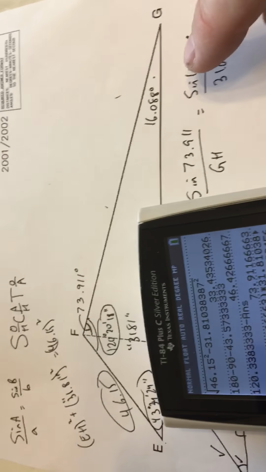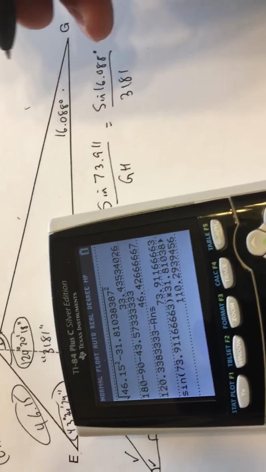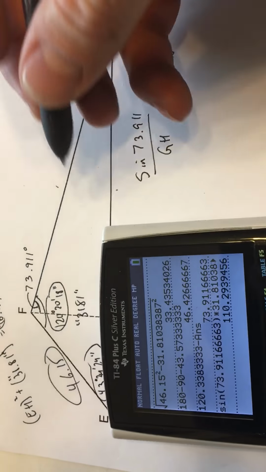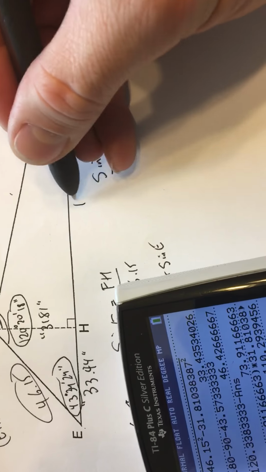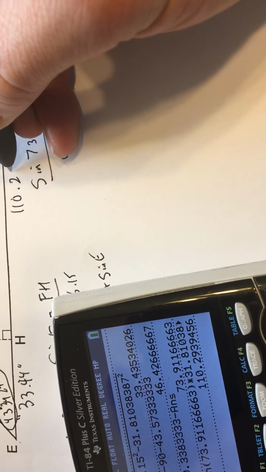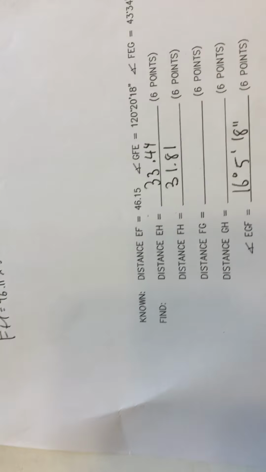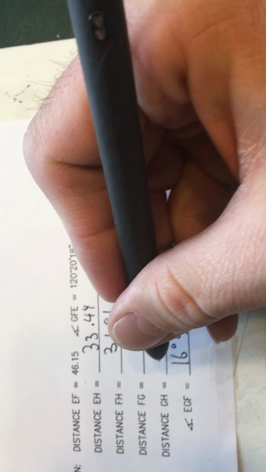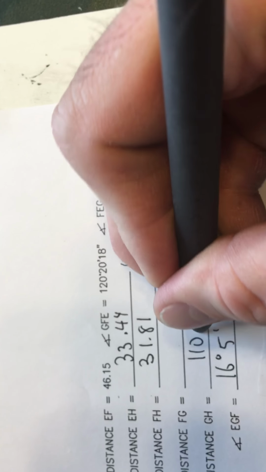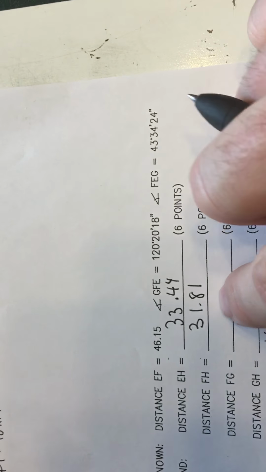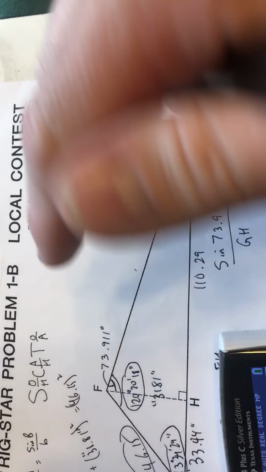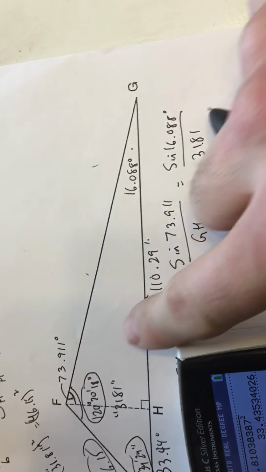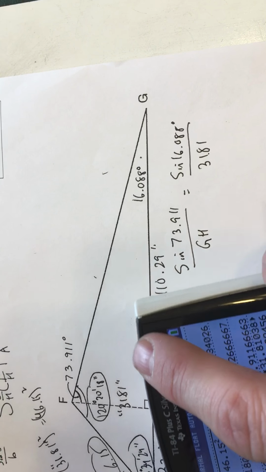Just realized this video is going to be sideways. Sorry about that, everybody. So I've got 110.29, which is going to go down here for GH. And last but not least is my hypotenuse, which I'll do good old Pythagorean theorem.